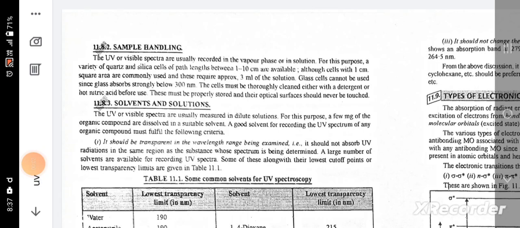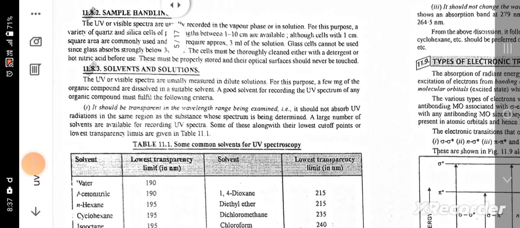Sample handling. The UV or visible spectra are usually recorded in the vapor phase or in solution. For this purpose, a variety of quartz and silica cells of path lengths between 1 to 10 cm are available. Although cells with 1 cm square area are commonly used, and these require approximately 3 ml of the solution. Glass cells cannot be used since glass absorbs strongly below 300 nm. The cells must be thoroughly cleaned either with a detergent or hot nitric acid before use. These must be properly stored and their optical surfaces should never be touched.